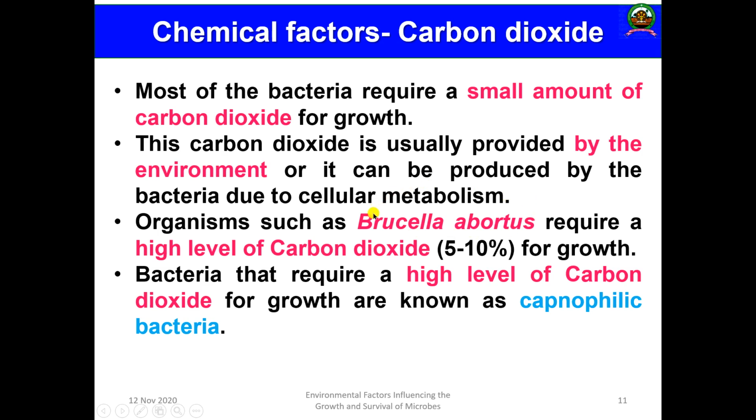Then one pathogenic organism is known as Brucella abortus, which causes a bacterial disease called brucellosis. That is a cattle-borne infection transmitted from cattle to human. Brucella abortus requires a high level of carbon dioxide, approximately 5 to 10% CO2, for its growth and survival.